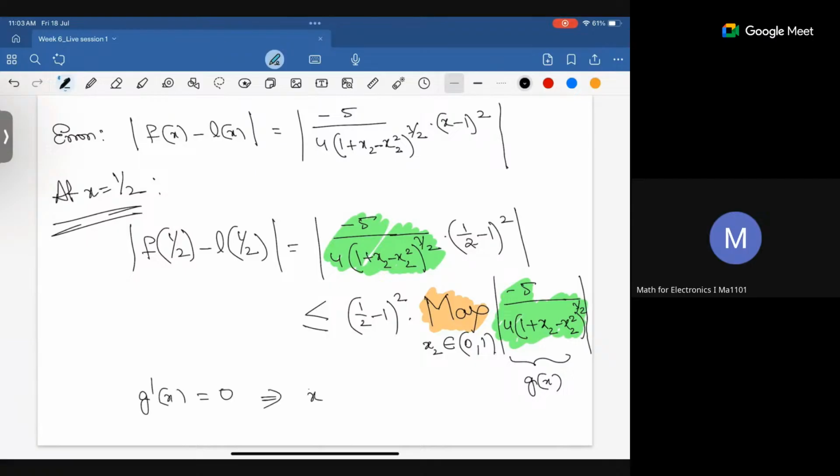And then we'll get some x values. And then we will find g double prime of x to decide the maximum. Right? So these things we can do.